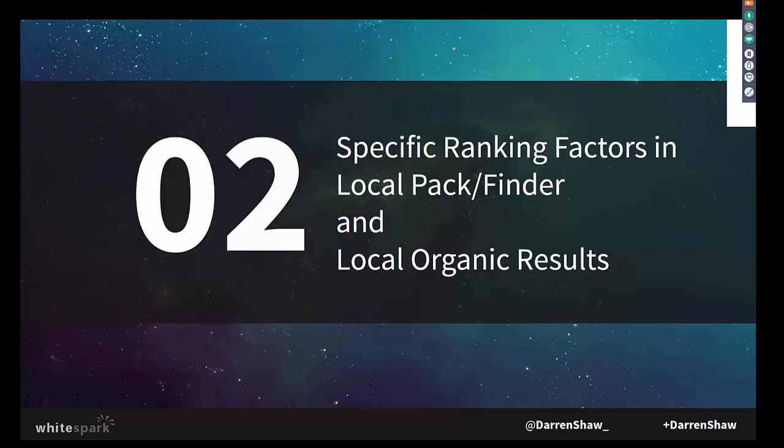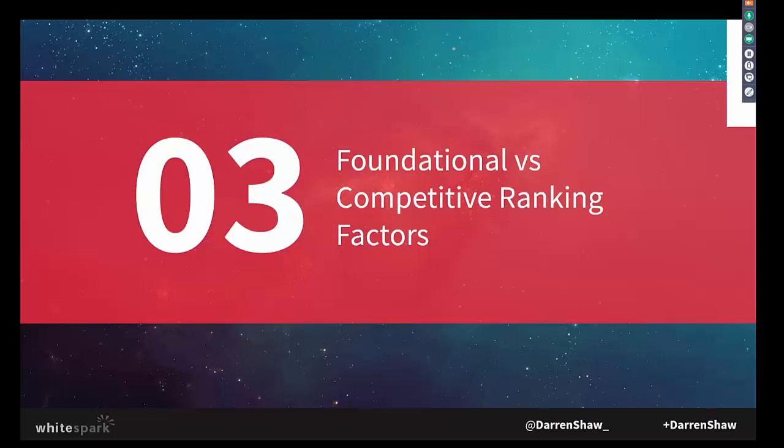Just to clarify, the pack finder results are the local pack, and the local organic results are, if you typed in something like Denver lawyers, you would see at the bottom of the results, underneath the pack, just blue links of actual lawyers in Denver, their websites. So those are the organic results.